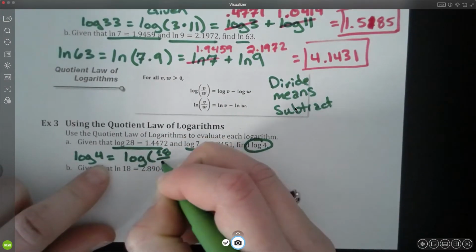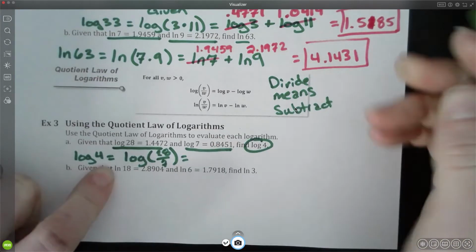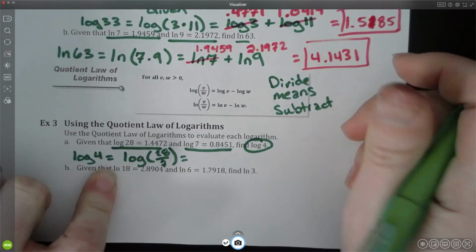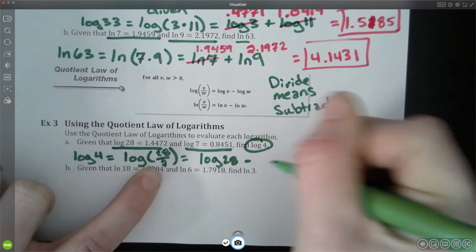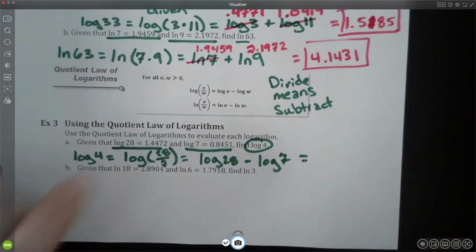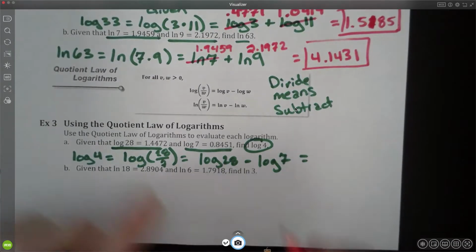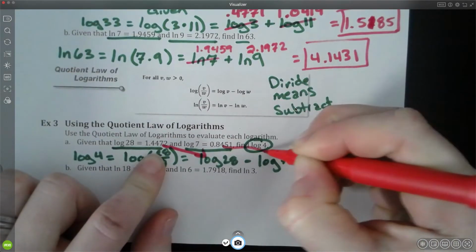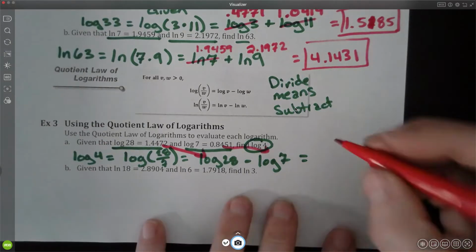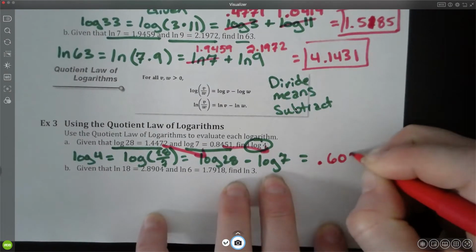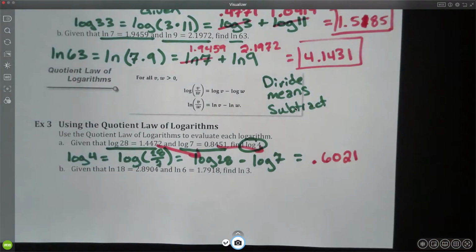These are not hard to figure out. Okay, they get hard on the backside. I don't think I would have figured that one out. I know. Log 28 minus log 7. Okay, log 28, we plug our numbers in. This number goes there, this number goes there. You subtract them, what'd you get? 0.6021. Okay. Good, good. It's not that bad.